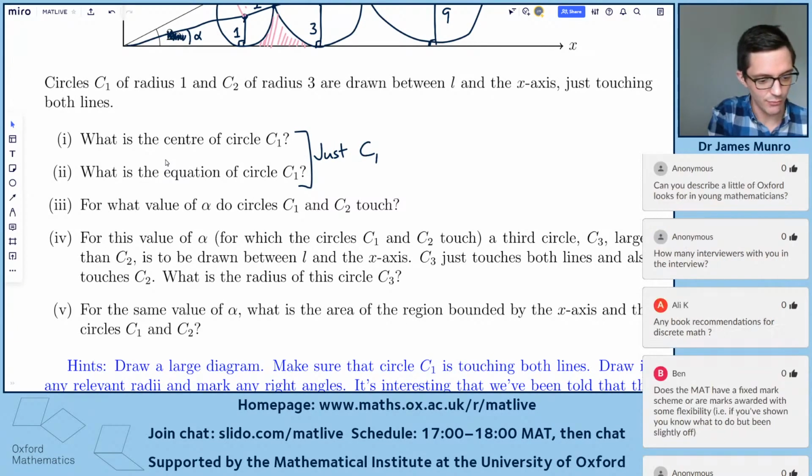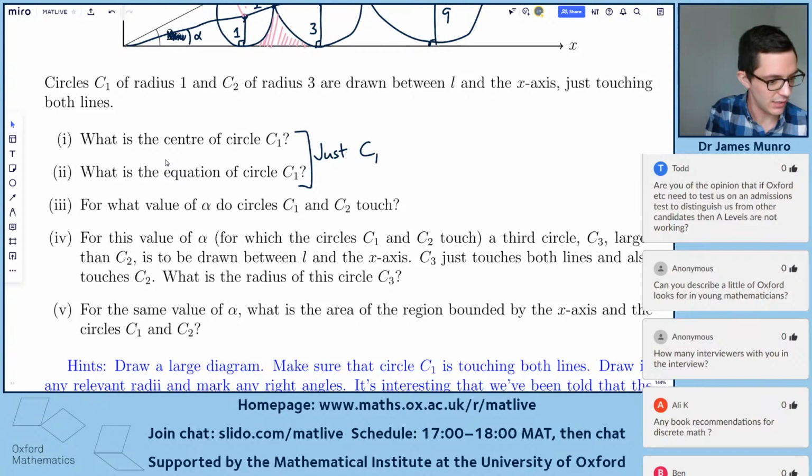Can you describe a little of what Oxford looks for in young mathematicians? Here we're looking for people who are interested in mathematics, who are excited to study 3 or 4 years of mathematics with us, and are pretty good at solving maths problems and doing mathematics. Really, that last part is the most important part. People who are just really excited about having 3 or 4 years of being shown lots of mathematics, learning lots of mathematics, and doing lots of mathematics as well.